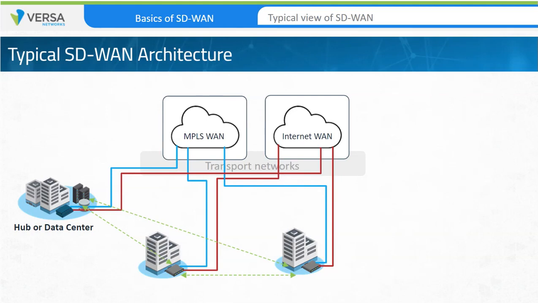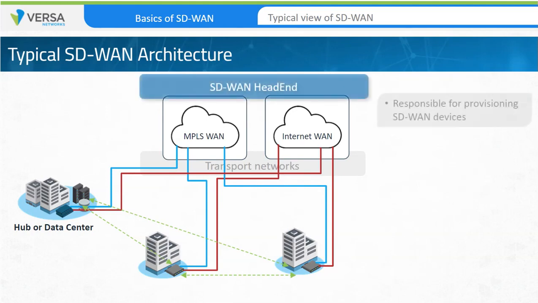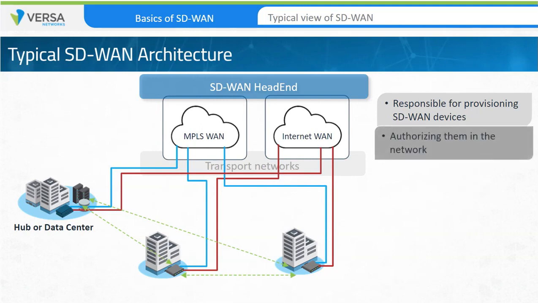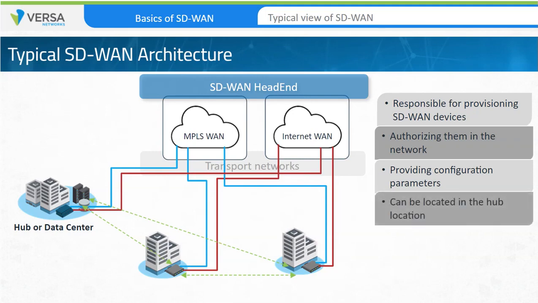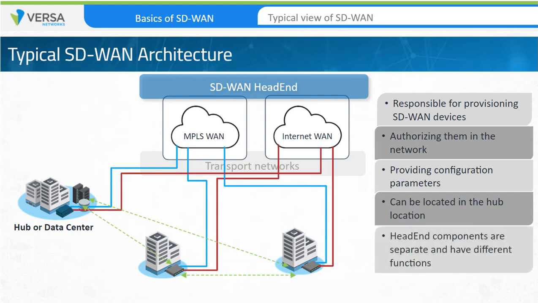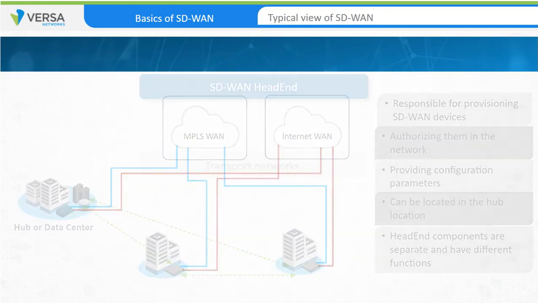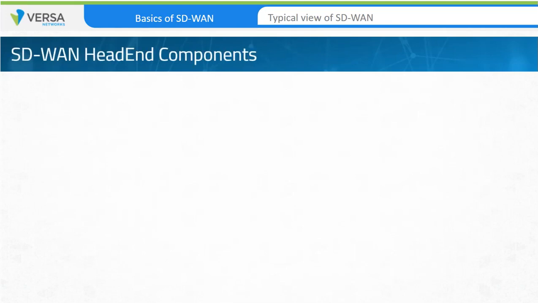The head-end components are responsible for provisioning the branch and hub devices, for authorizing them on the network, and providing configuration parameters. Although it's common to host head-end components in the same location as the hub components, remember that they are separate components and have different roles in the network. The head-end components are the foundation of the SD-WAN environment.